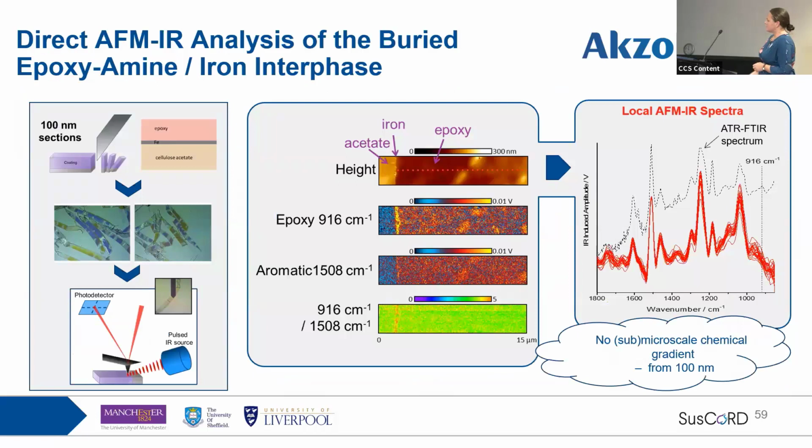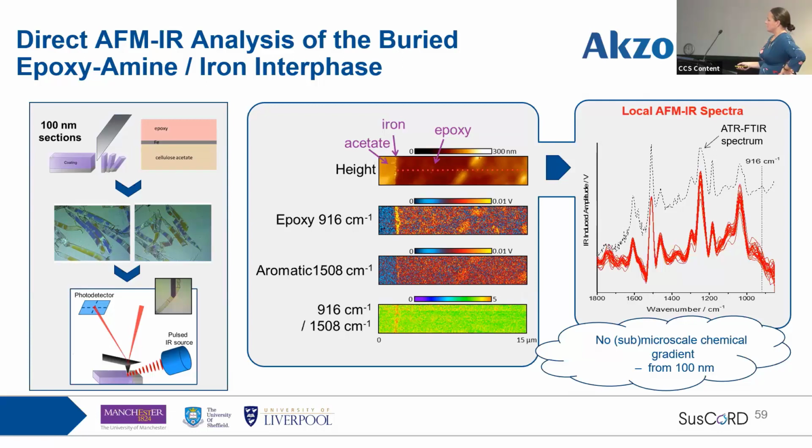So looking at this varied interphase between ions, we prepared samples that were sputtered iron on acetate so that they could be microtomed with epoxy on top. And here I've got some maps that show you the map of residual epoxy in the system versus the aromatic band as kind of a control. And what we often do is generate ratio images, so that's equivalent to normalizing a spectrum.